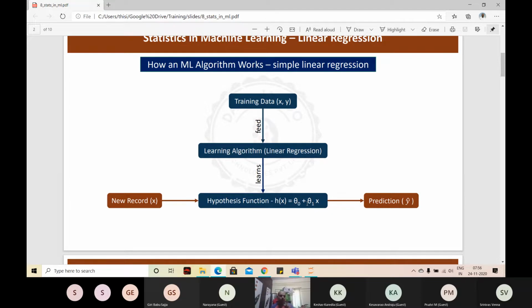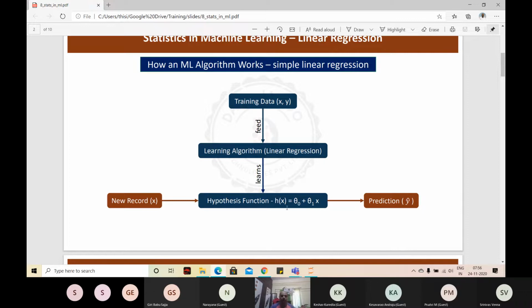Only one example you need to remember throughout the course. 1000 SFT, 1 million; 2000 SFT, 2 million; 3000 SFT, 3 million. What is the price if I ask? You derived an equation saying that price is equal to 1000 into SFT, right? That 1000 is the finding, that 1000 is the pattern, right?